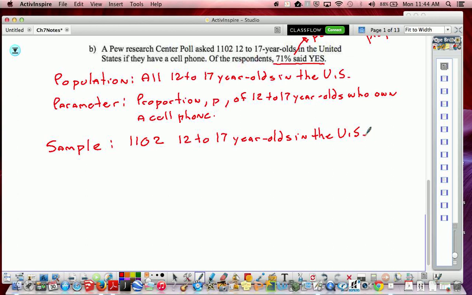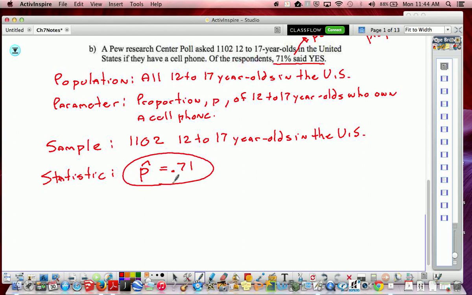And our statistic. What symbol should I use here? If I say the parameter is p, what should the statistic symbol be? P hat. And what does that equal? How many said yes? 71.